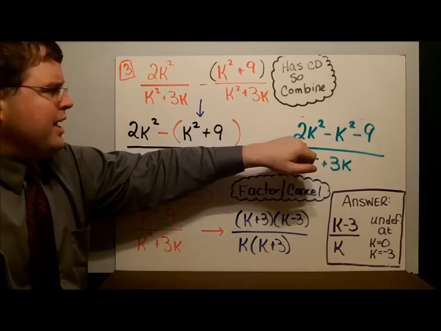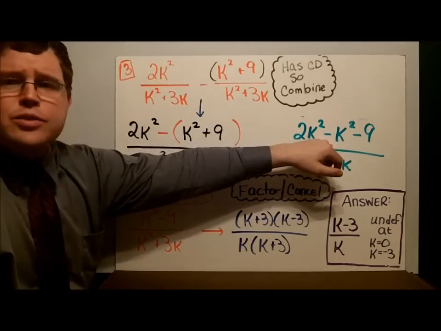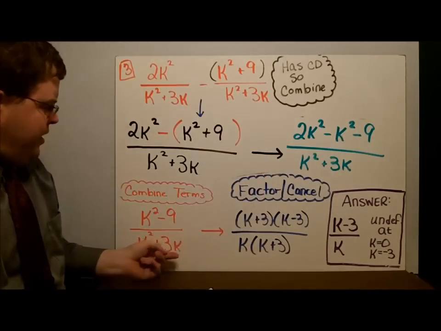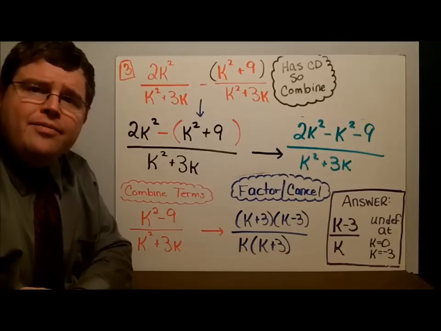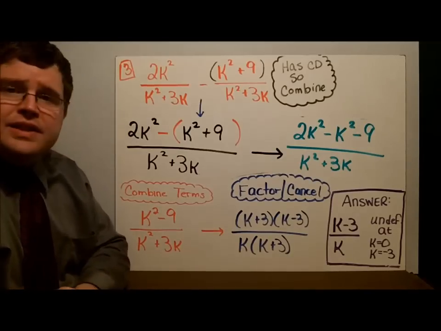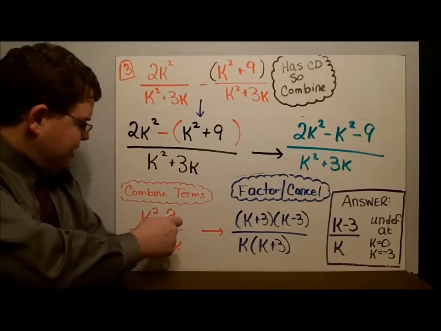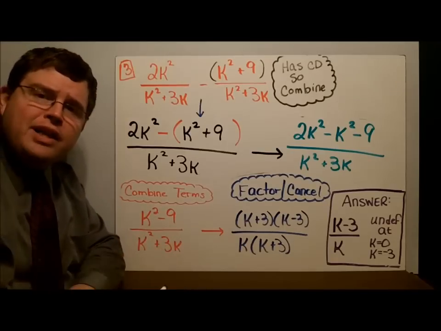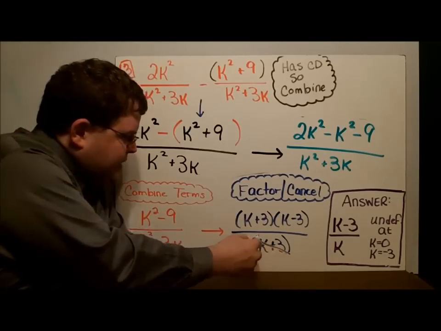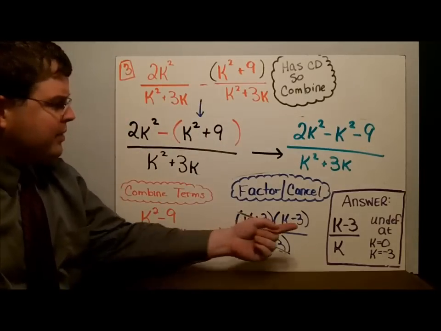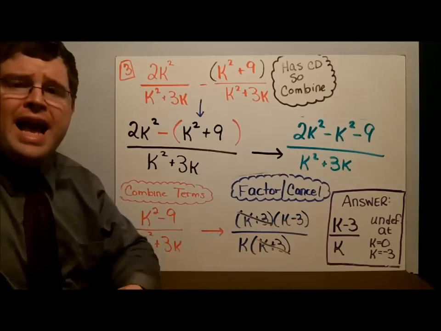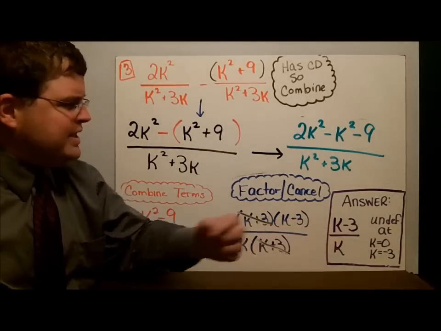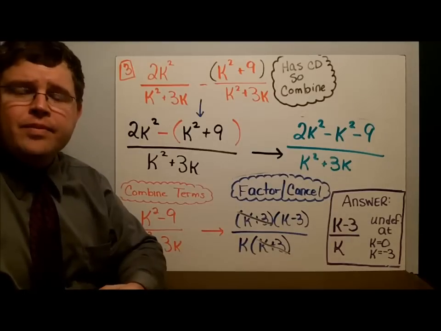Now I can combine like terms. 2k squared minus 1k squared, 1k squared, minus 9, again over the common denominator. Now it's business as usual. Factor and cancel. This is (k plus 3)(k minus 3). This is k times (k plus 3). My k plus 3's canceled each other right out there. I'm left with k minus 3 over k. And we can't forget our undefined values. K cannot be 0 or negative 3.